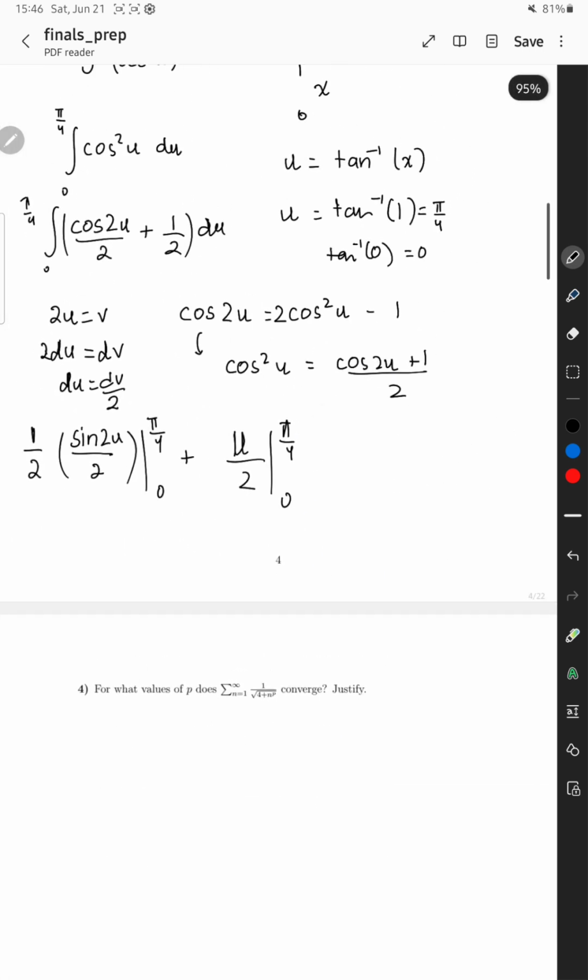You can just simply evaluate it. Sine 2 times pi by 4, that's pi by 2. Sine of 90 is 1. So lucky for us, this factor would be 1 over 4. Minus sine of 0 is 0, so that's 0. Plus u by 2, that's pi by 8. The lower limit 0 just doesn't give us anything. The final answer is pi by 8 plus 1 by 4.